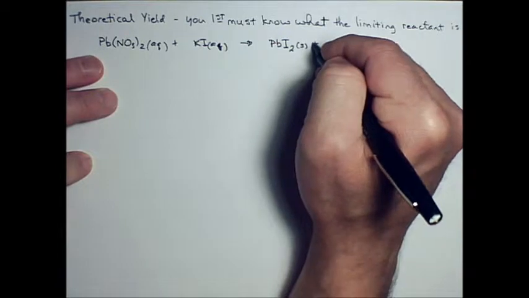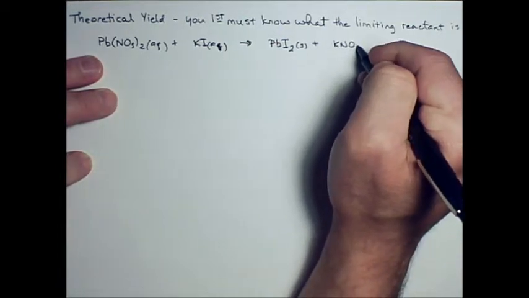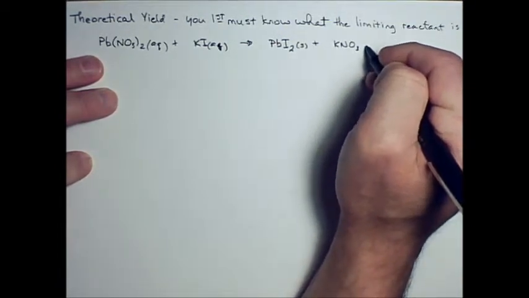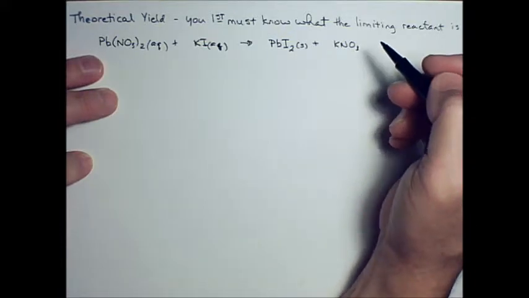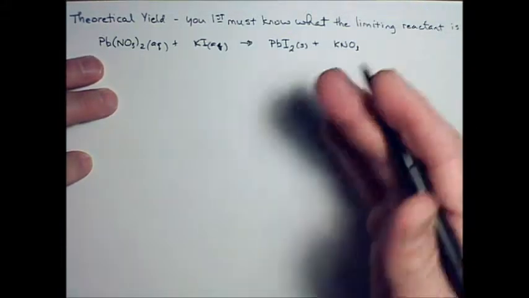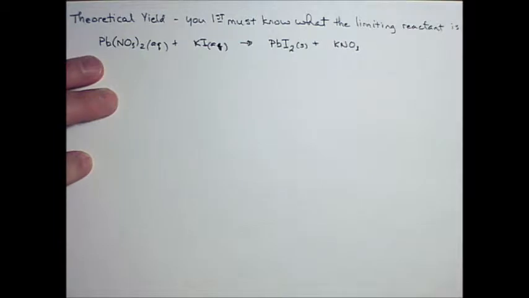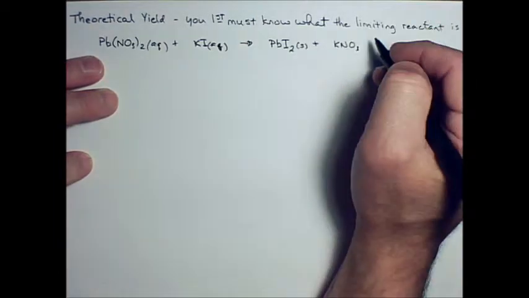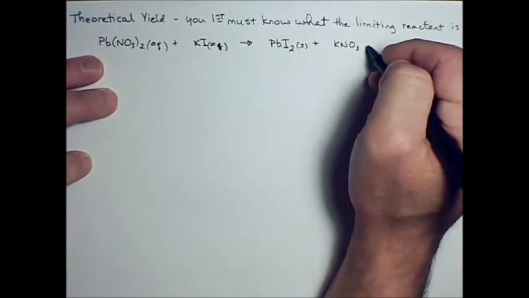And we also had potassium nitrate, which remained in the solution, and when you filtered, the water and the potassium nitrate ended up in the filter flask, the Erlenmeyer filter flask.